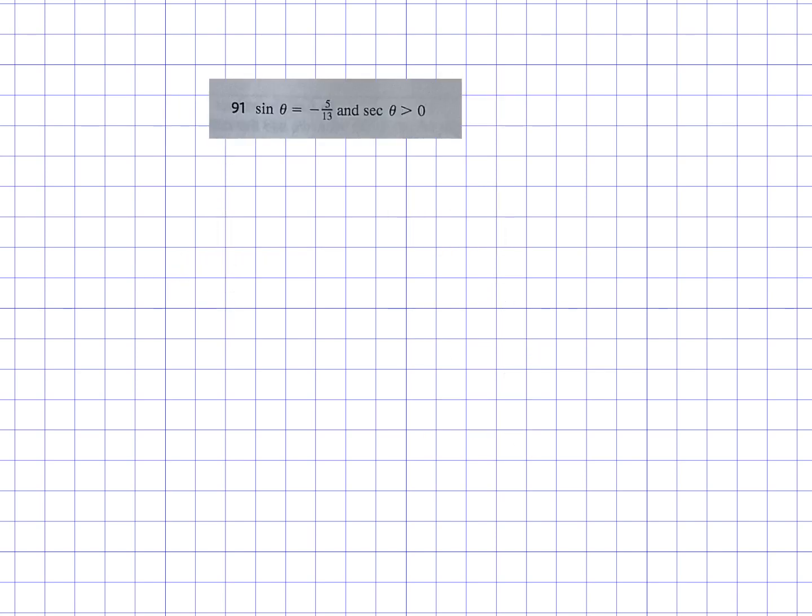All right, sine is negative 5/13, we're not sure where the negative is at, but remember, the sine is y over the hypotenuse, and the secant goes with cosine. So that means x is positive. All right, x is positive, and the hypotenuse, or the radius, is always positive, so y must be negative. All right, if x is positive and y is negative, we are in the fourth quadrant.